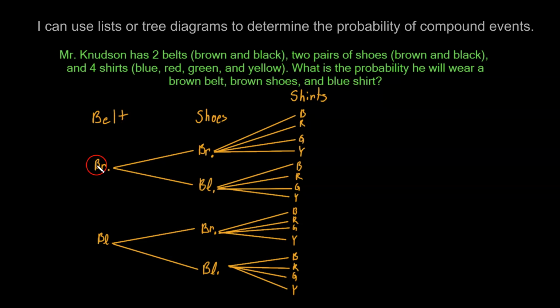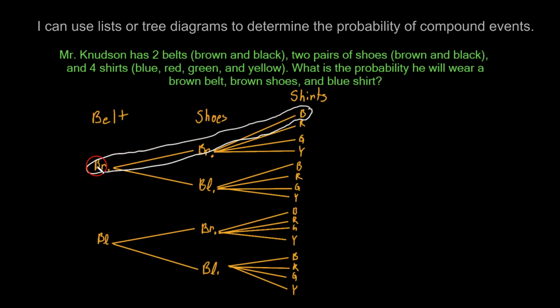So brown belt, so it'd be right here. Brown belt. Brown shoes is what we're looking for. And a blue shirt. So this first rung right here is what this problem is asking for. So I'm going to go ahead and circle that right there. And there are no other favorable outcomes right here because this is a brown belt, brown shoes, red, brown belt, brown shoes, green, brown belt, brown shoes, yellow. So none of those fit what is going on.